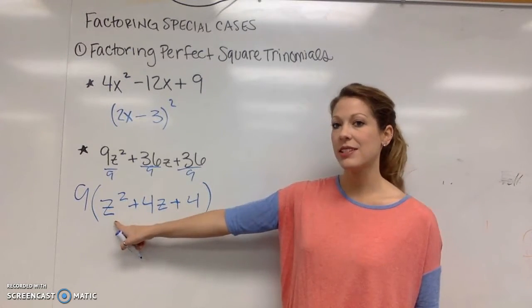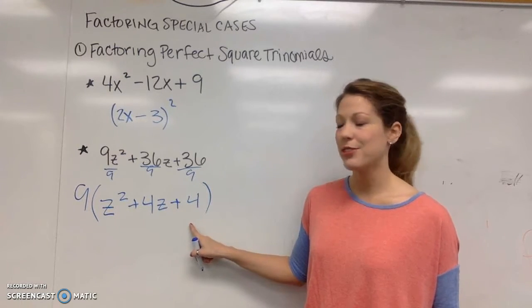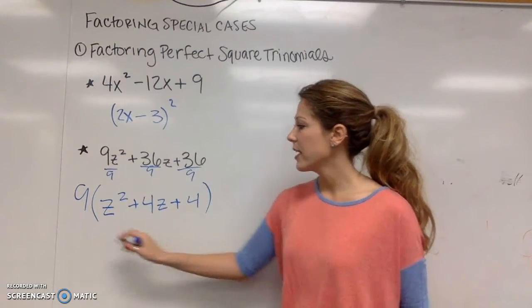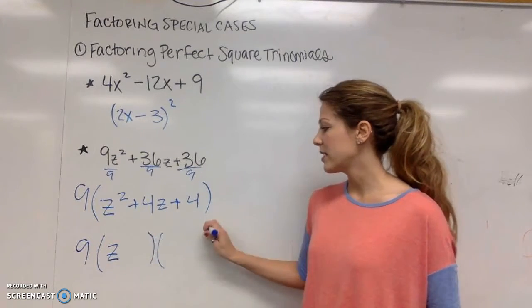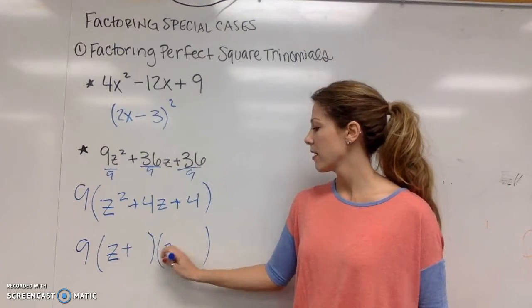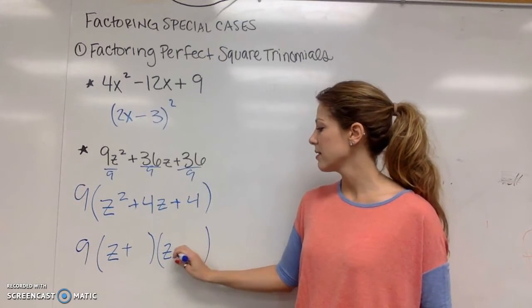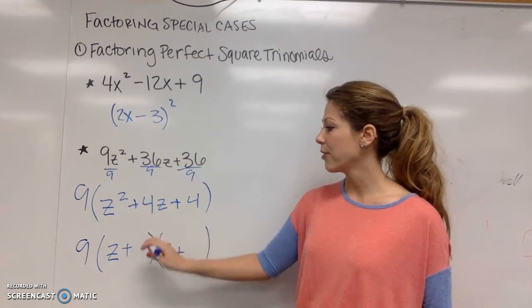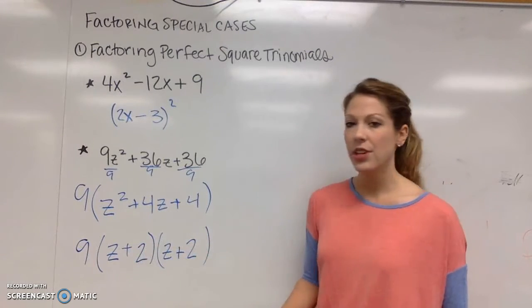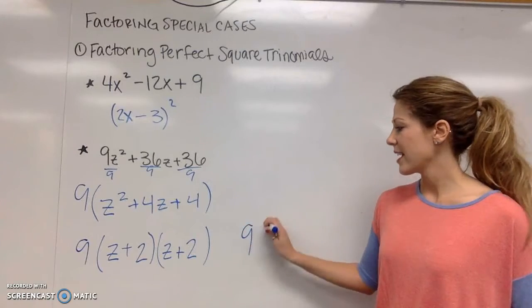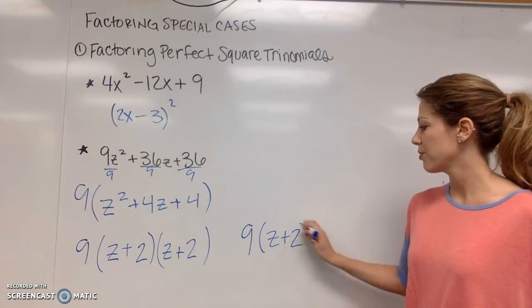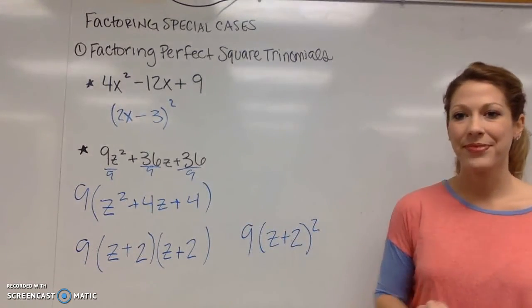The square root of z squared is z. The square root of 4 is 2. But this is a pretty easy one to factor on your own if you wanted to just do it the long way. Right, we have a plus and a plus. Two numbers that multiply to get 4 and add to 4, that's 2 and 2. So you could write your answer like that, or you could write it 9 times z plus 2 squared. That's all.